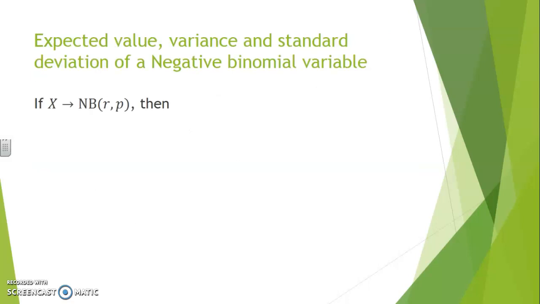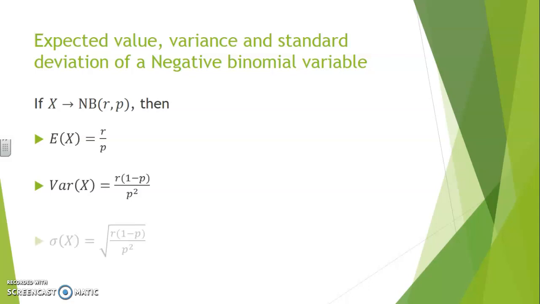The expected value, variance, and standard deviation for negative binomial variables obey certain formulas. The expected value is r over p, in other words, r successes over the probability of a success. The variance is r times 1 minus p over p squared. Standard deviation is the root of the variance. We will not demonstrate these formulas, but we will use them in the appropriate context.